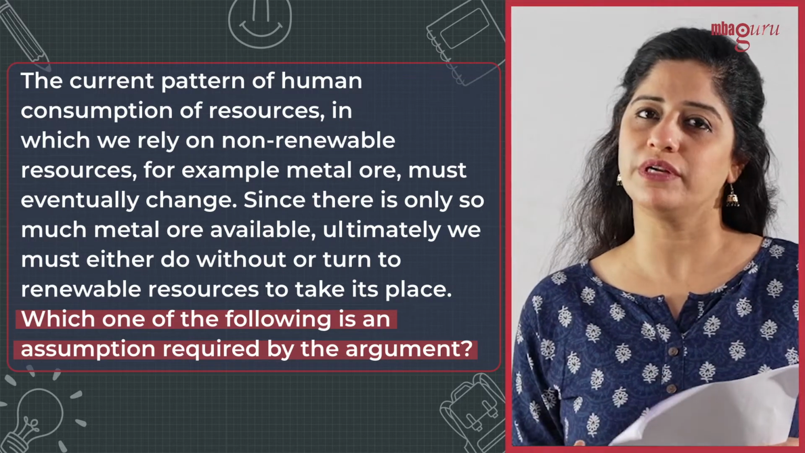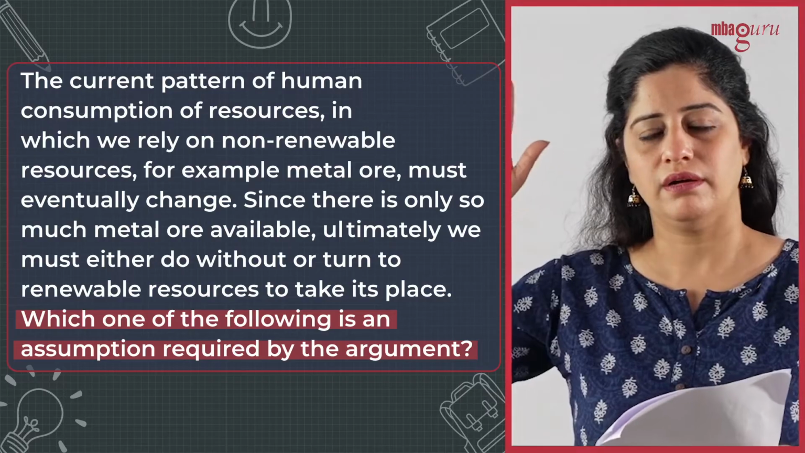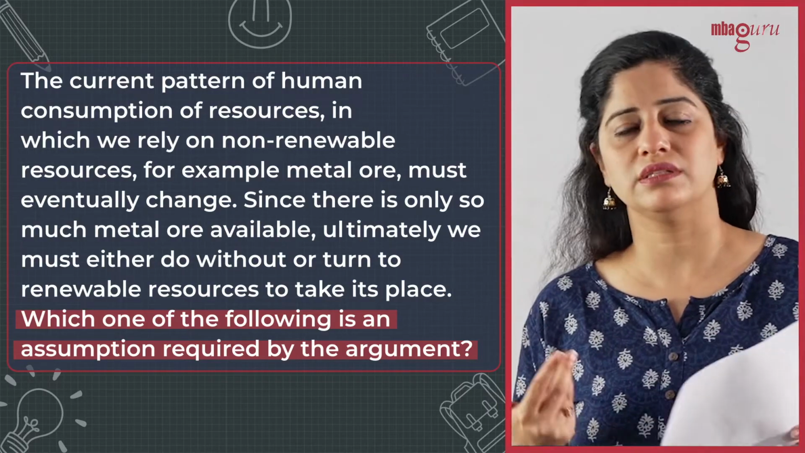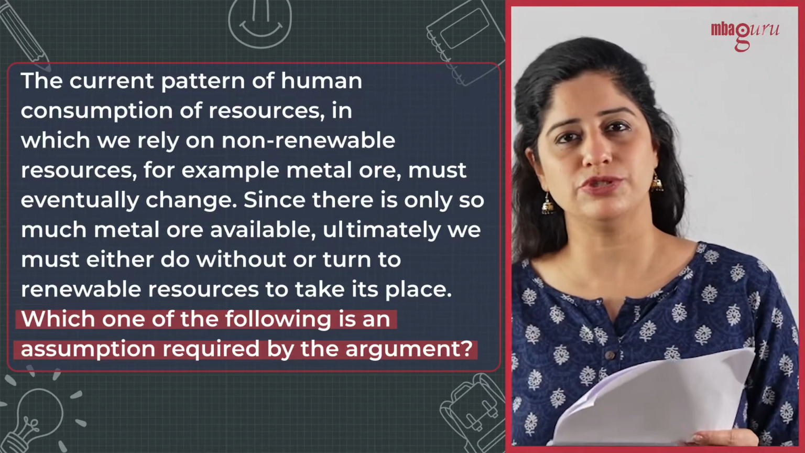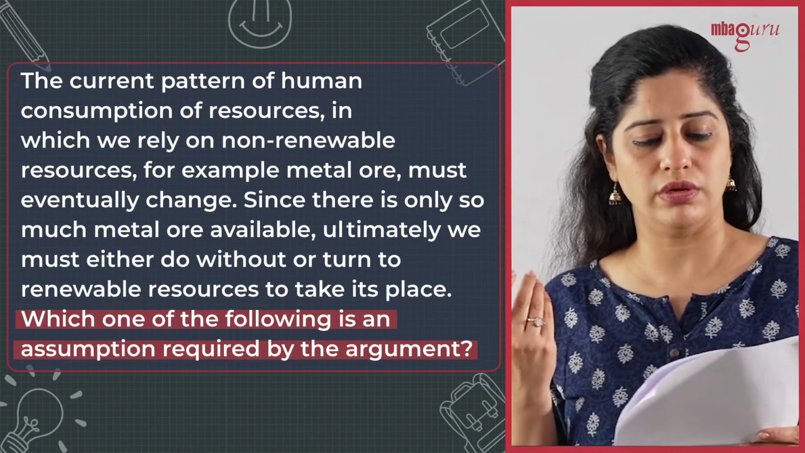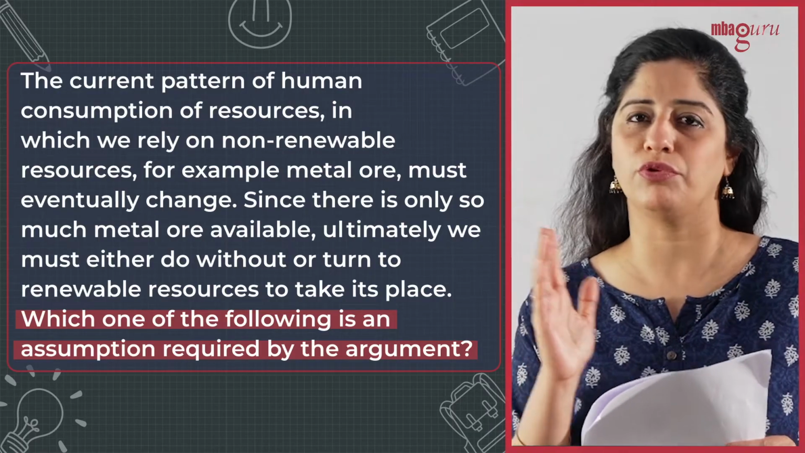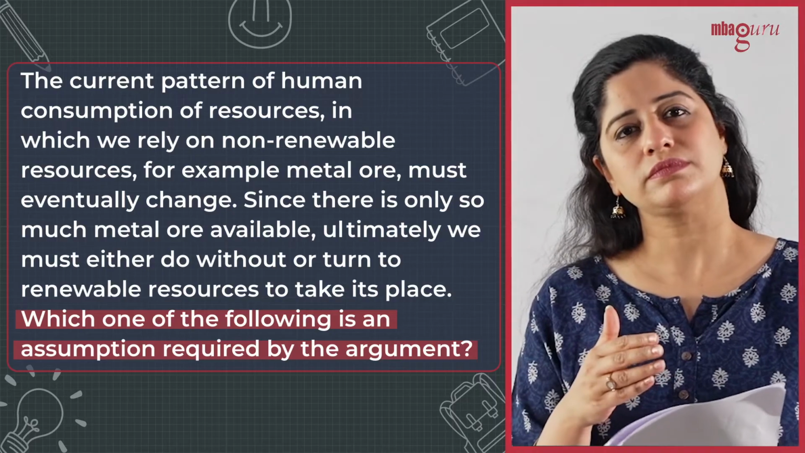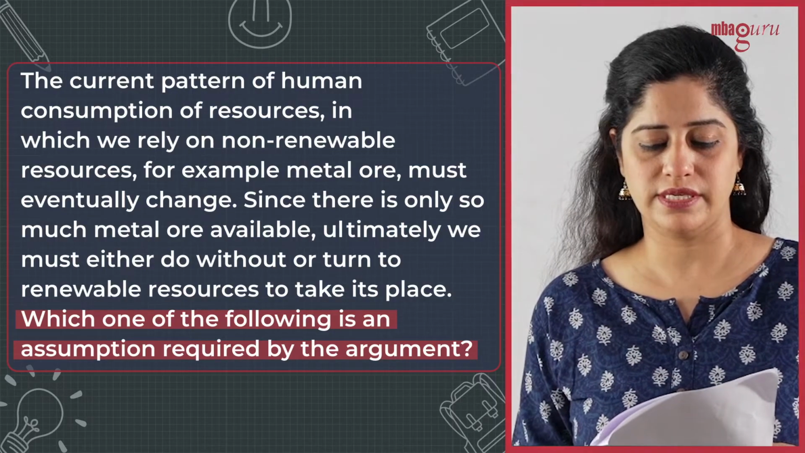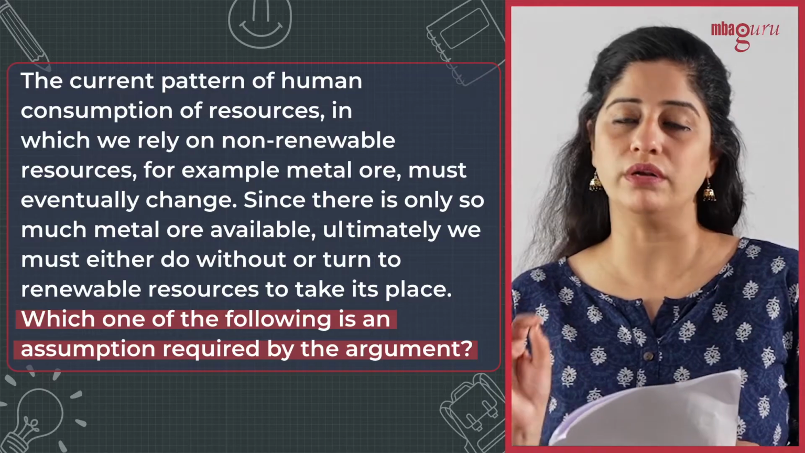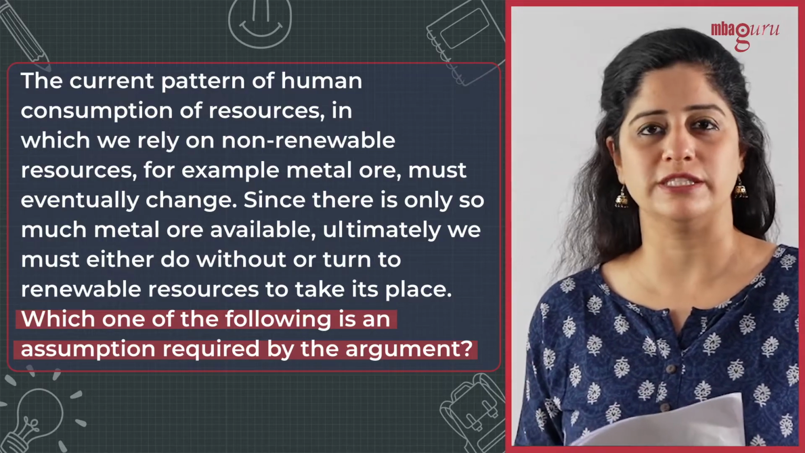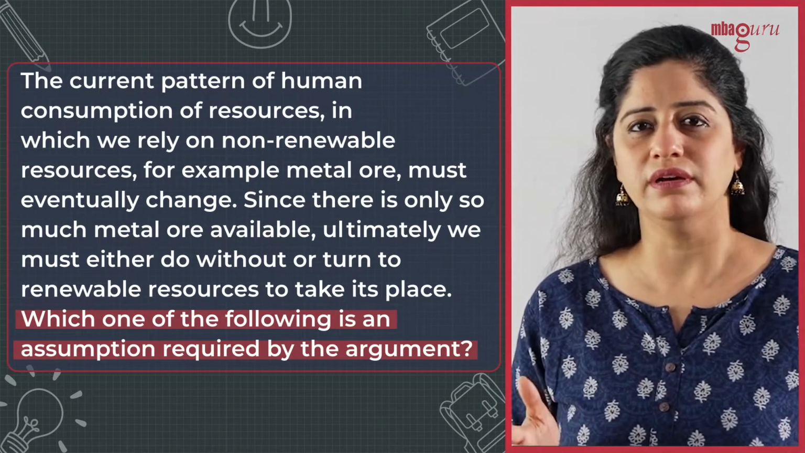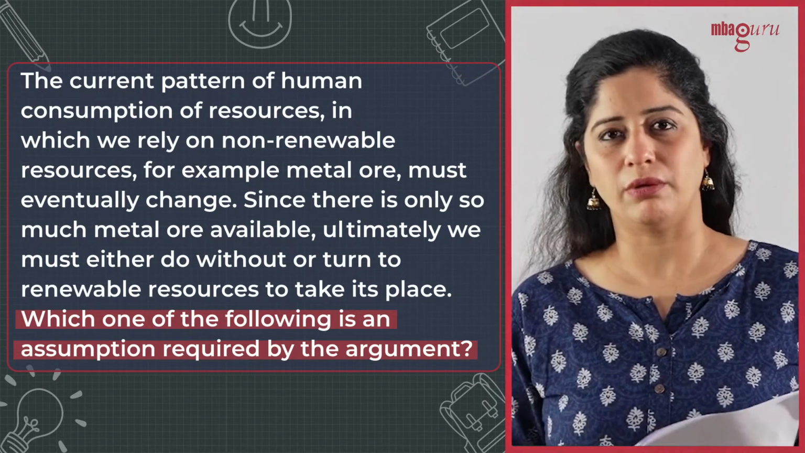Now it is very important for an assumption question that we classify, let's highlight for ourselves, 3 sentences में से हमारे कौन से sentences का क्या role है. Ultimately के बाद जो लिखा है कि हमें या तो इन मेटल और टाइप चीज़ों के साथ नॉन रिन्यूएबल रिसोर्सेज के बिना काम चलाना पड़ेगा या हमें रिन्यूएबल पे आना पड़ेगा. ठीक है, so we must either do without or turn to renewable resources to take its place. That's the conclusion. Why must we do it? Because there's limited non-renewable, because it cannot be renewed, you understand.